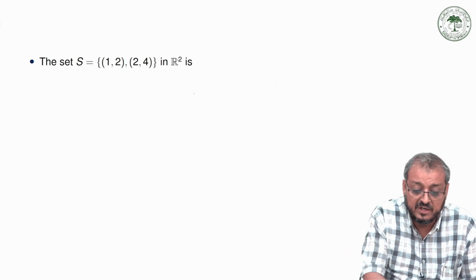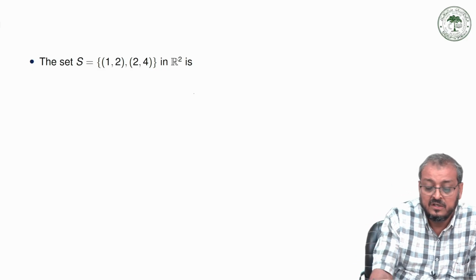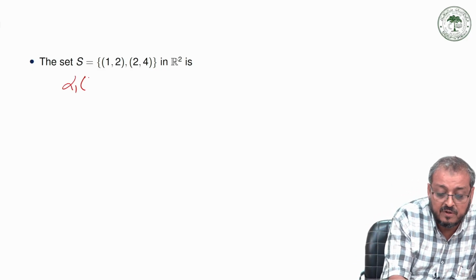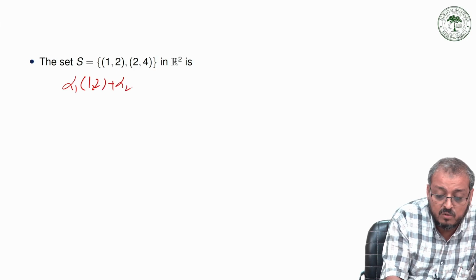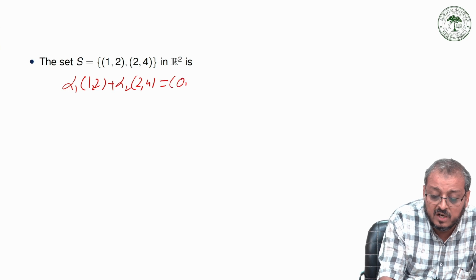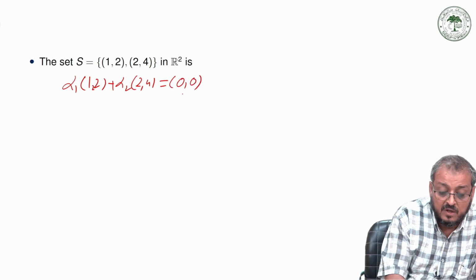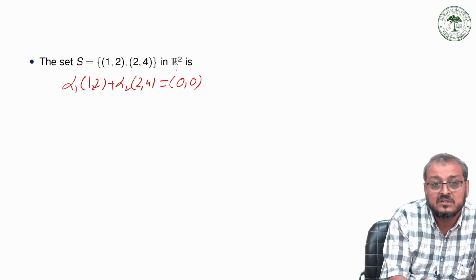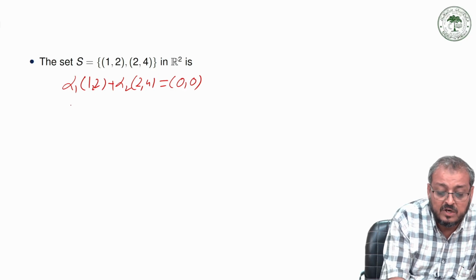For example, we take this in R2. What we have to write first is the equation in the form alpha 1 times (2, 2) plus alpha 2 times (2, 4) is equal to the 0 vector. The 0 vector in R2 is (0, 0). Now this can be written using the fact that R2 is a vector space defined with component-wise addition and component-wise scalar multiplication.